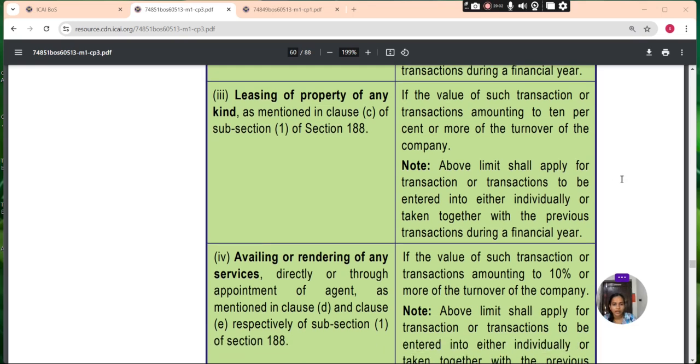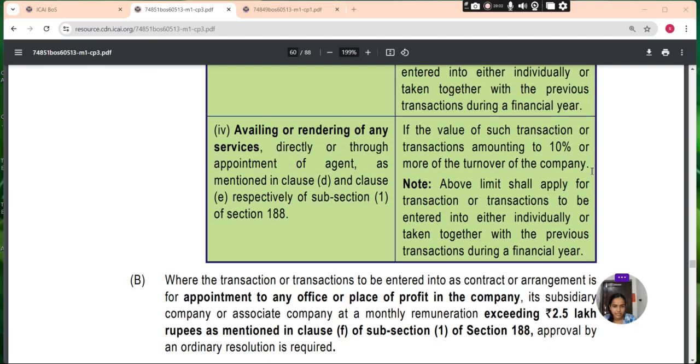Then availing or rendering of any service directly or through appointment of agent, as mentioned in clause D and clause E respectively of subsection 1 of section 188. If the value of such a transaction or transactions amounts to 10% or more of the turnover of the company, the above limit shall apply for transactions to be entered into either individually or taken together with the previous transactions during a financial year.